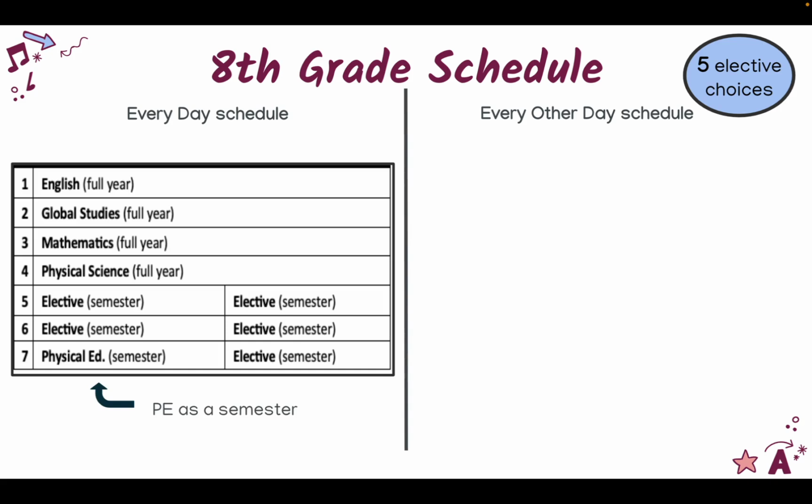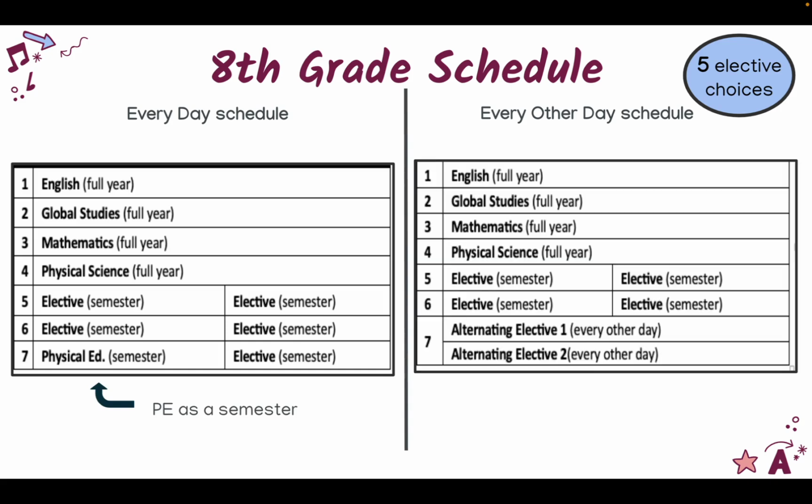With the every other day schedule, you again would have English, Global Studies, Math, and Science meeting every day for the full year. You still have 5 elective choices, but it looks a little different because 1 hour of your day will have 2 classes that meet every other day. In this option, you could have PE as a semester class, or it could be one of the classes that meets every other day.